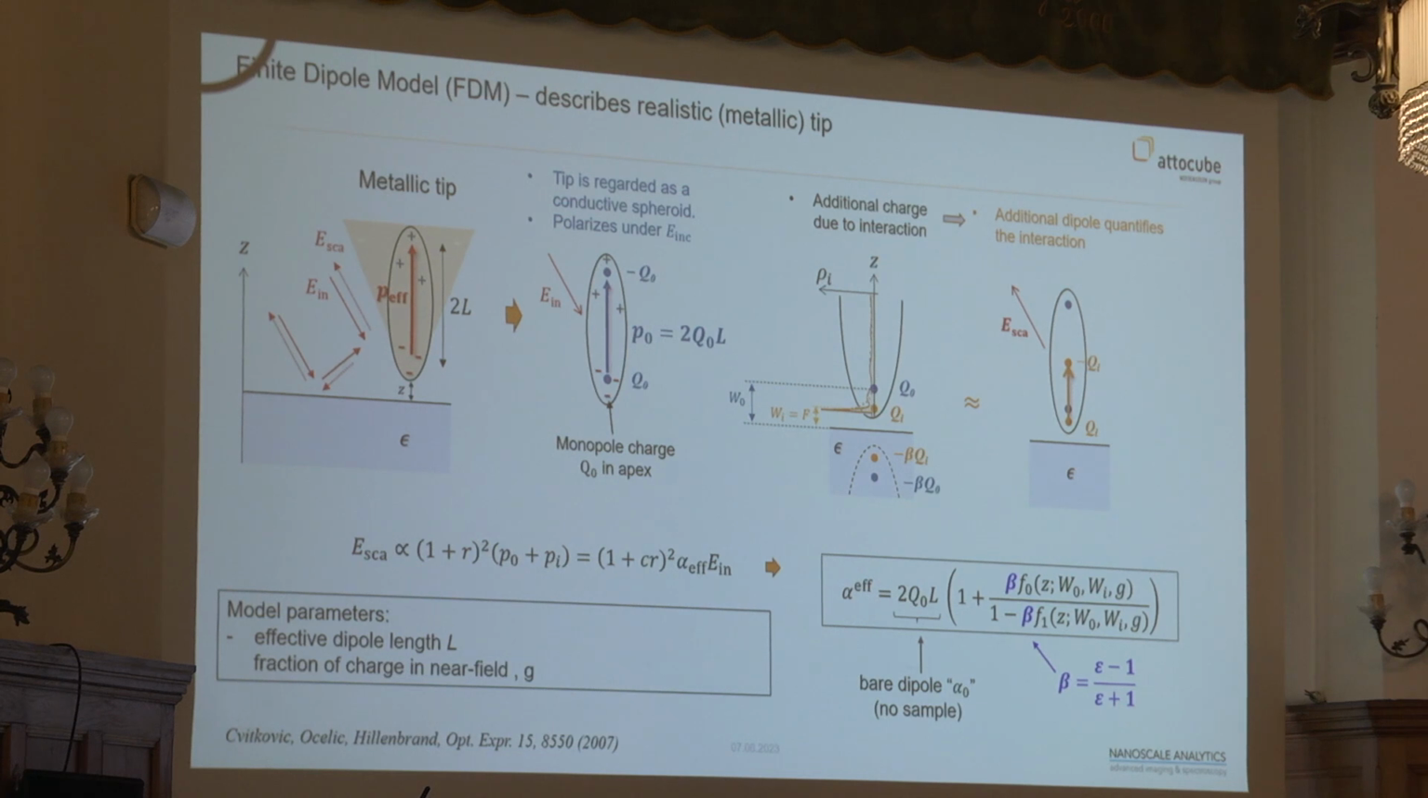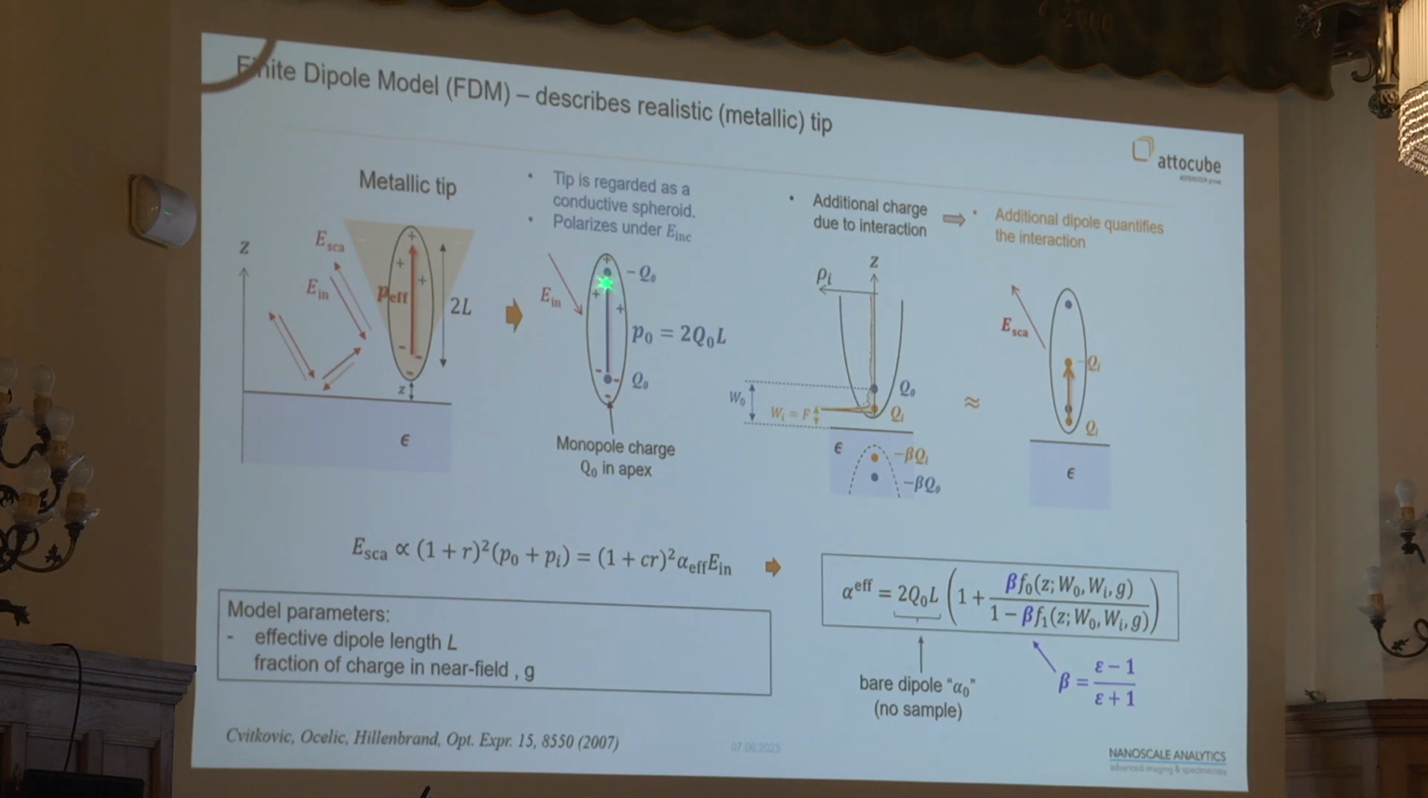represent the scattering of a realistic tip. This is the essence of the so-called finite dipole model, which essentially represents the tip with a relatively large conductive spheroid. So suppose, forget about the sample for a moment, you take a spheroid, you illuminate it with a field, it polarizes. There are analytical expressions to calculate how much it polarizes. The point here is that the polarization of the spheroid can be expressed in terms of two opposite charges. I call them Q0, so one charge and the opposite charge.